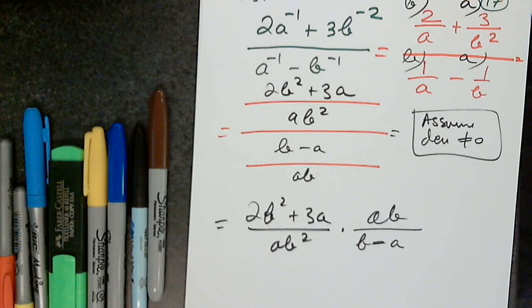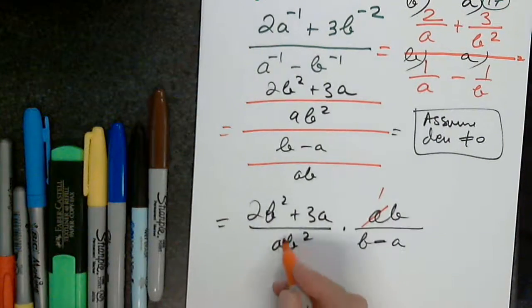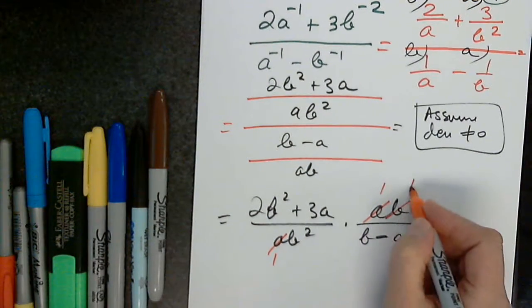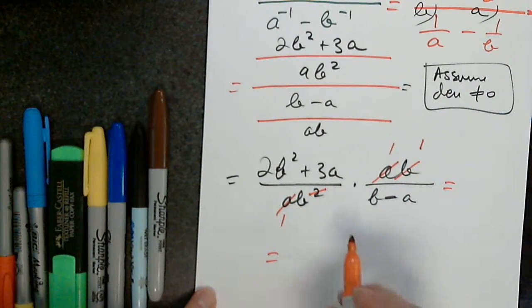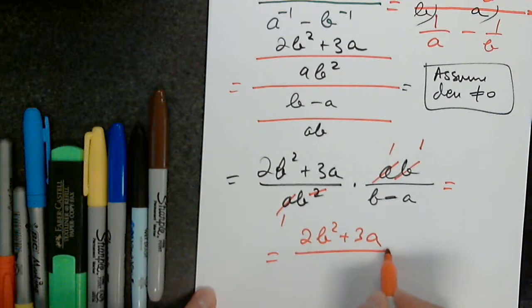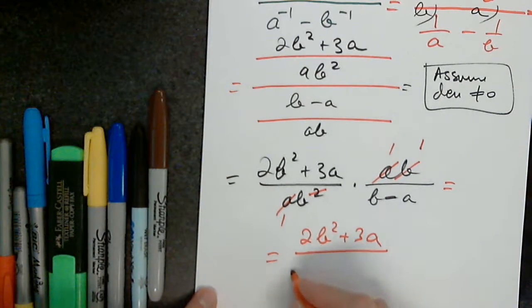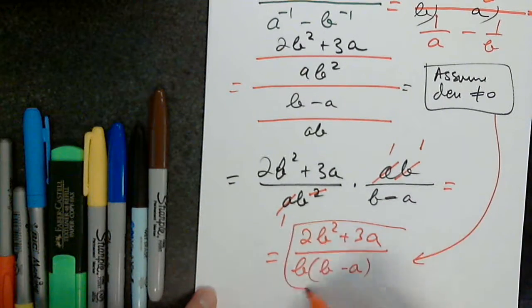I'm hoping that something will go away. Will anything go away? Careful, yes. a and a, perfect. And 1b from the top with 1b from the bottom. So then the simplified form will be 2b squared plus 3a. Don't even bother to rearrange it. I'm fine with this answer, assuming all denominators are not 0.